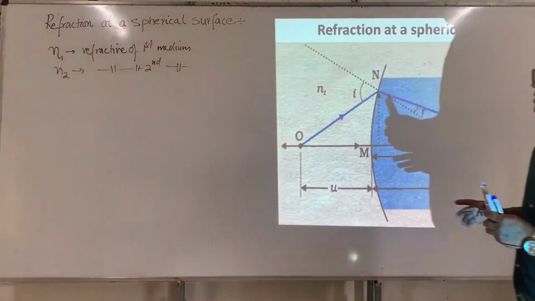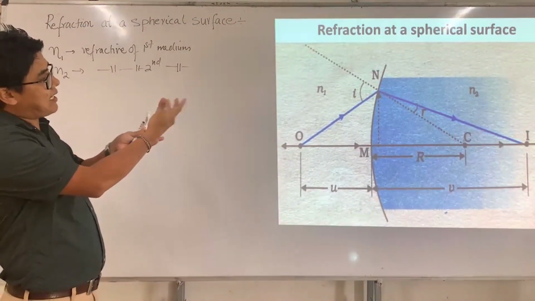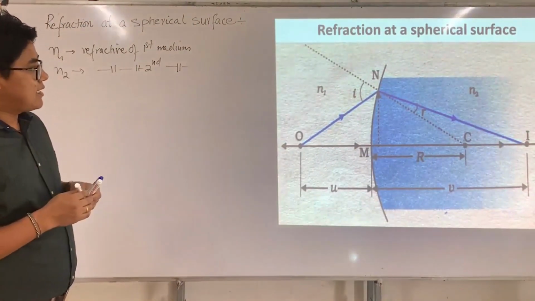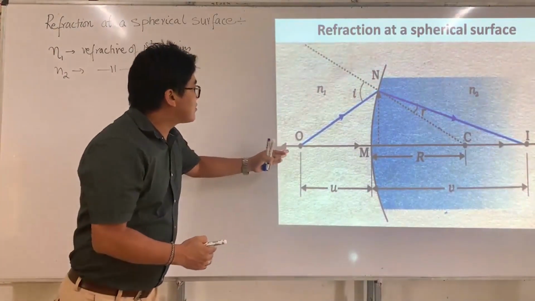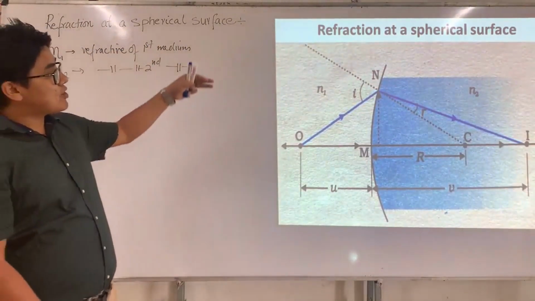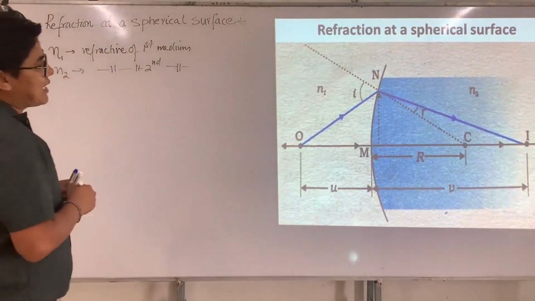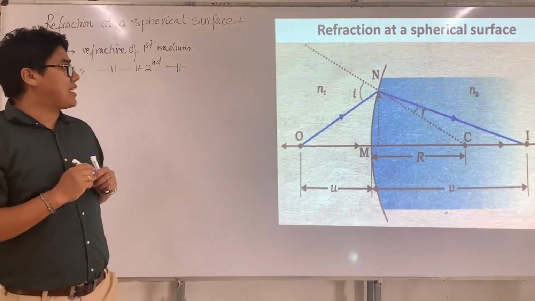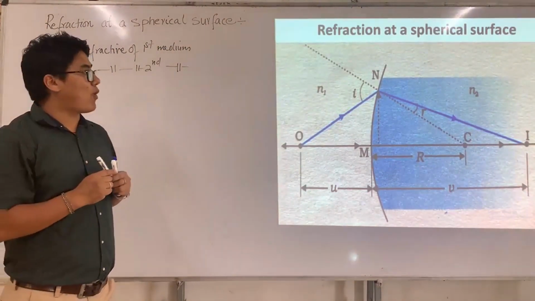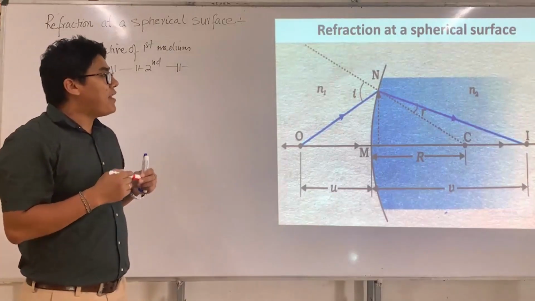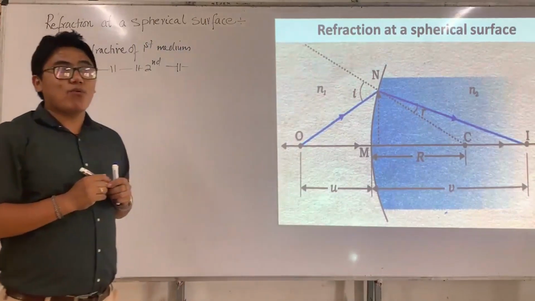Now what we are going to do is see how refraction takes place in this medium, when light goes from medium N1 into medium N2. Again, one very important thing is that angle i has to be very small, because we talk about only paraxial rays. So angle i has to be very, very small.